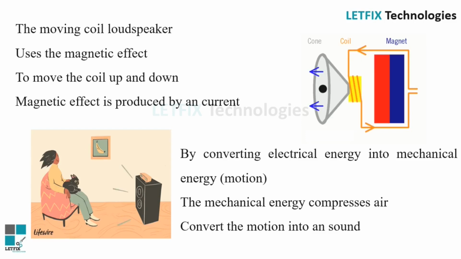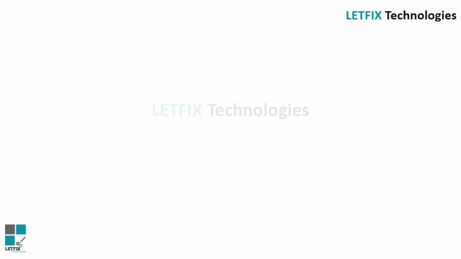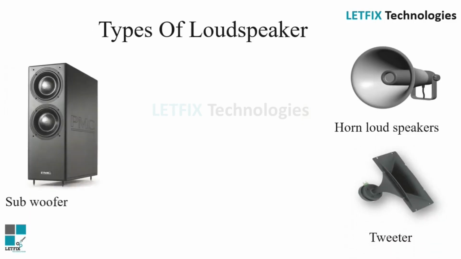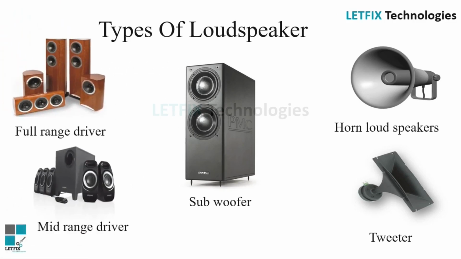Now let's see the types of loudspeaker: full range driver, mid range driver, subwoofer, tweeter, horn loudspeaker. Full range driver unit will produce as much audible frequency as possible. The frequency range is maximized by using a whizzer cone. Mid range driver reproduces sound in the frequency range 250 to 20,000 Hz. These are cone type, dome type or compression horn type.